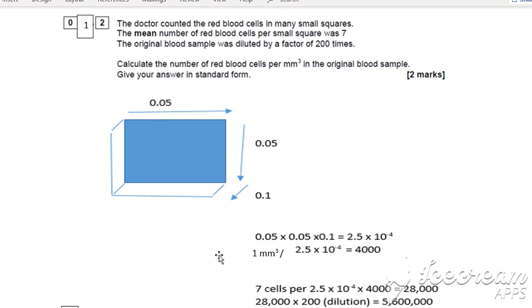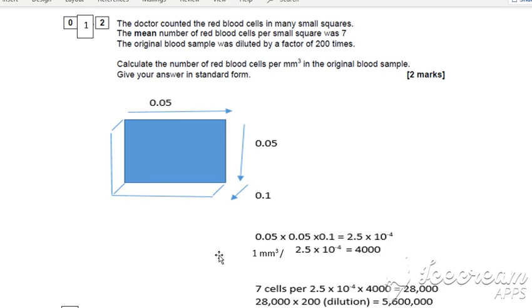1.2. The doctor counted the red blood cells in many small squares. The mean number of red blood cells per small square was 7. The original blood sample was diluted by a factor of 200 times. Calculate the number of red blood cells per millimetre cubed in the original blood sample and give your answer in standard form.